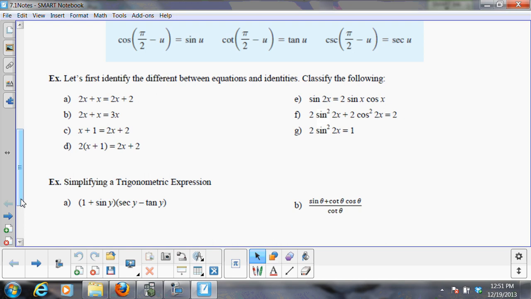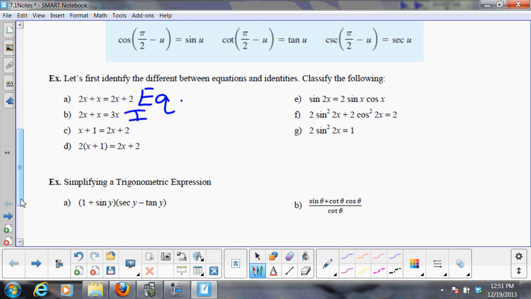So the first one for A, we have 2x plus x equals 2x plus 2, which we could actually solve. You could get the left side to be 3x, and then 3x equals 2x plus 2. We could actually solve that one. So this one is an equation. For part B, we have 2x plus x, and the other side is 3x. Well, 2x plus x is 3x, so this one is an identity.